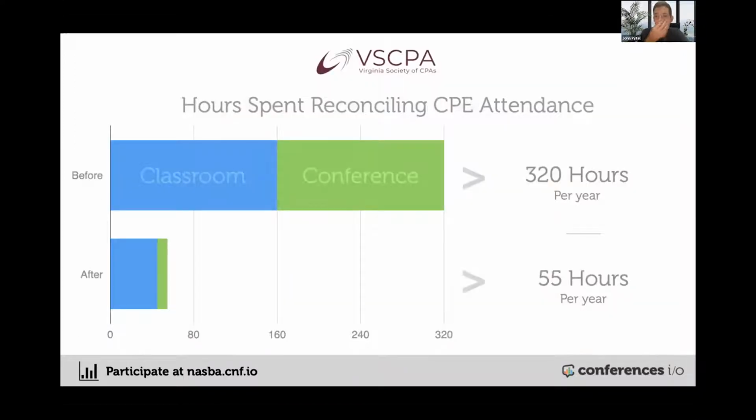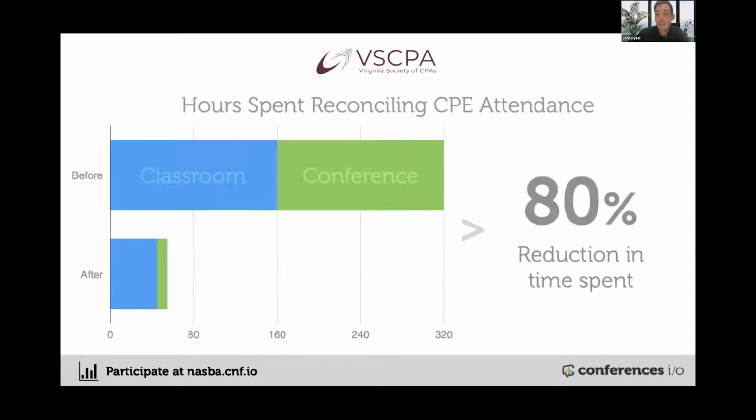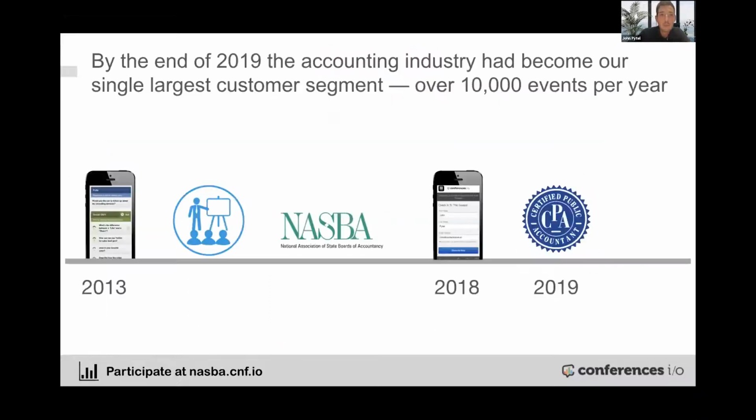This was a case study we did with the Virginia Society of CPAs. And prior to implementing conferences.io, they were spending about 320 hours a year reconciling attendance from badge scans, sign-in sheets, all that. And after implementing conferences.io, they were able to reduce that down to only 55 hours a year. So it's an 80% reduction in time spent, which is pretty significant.